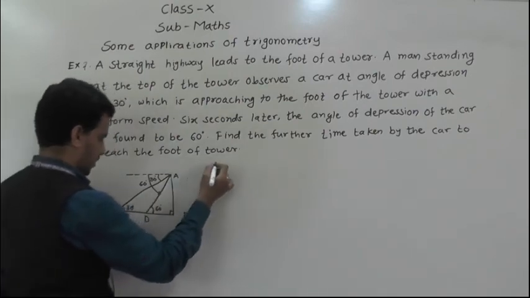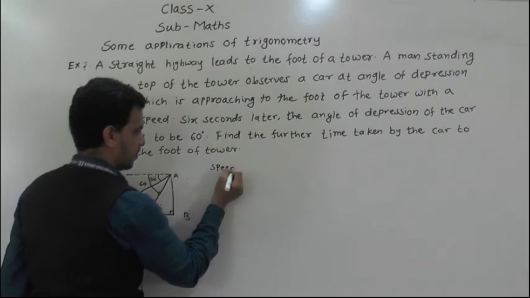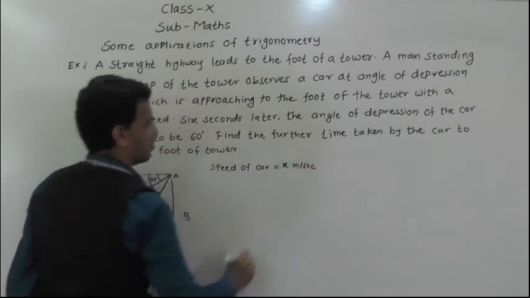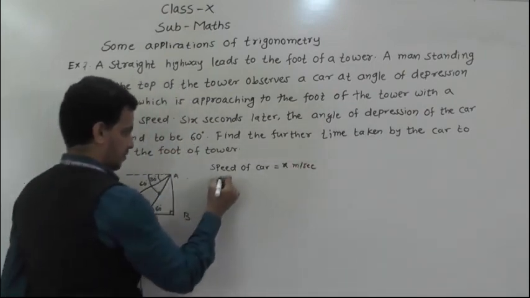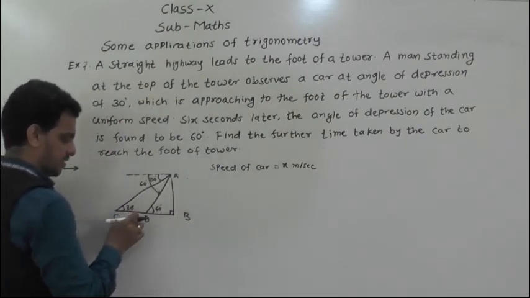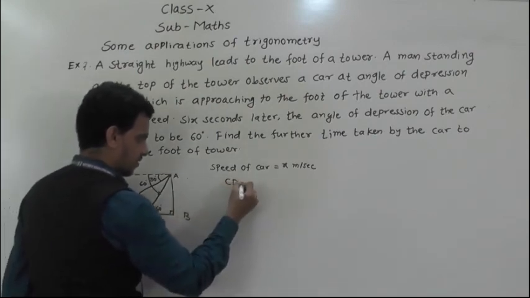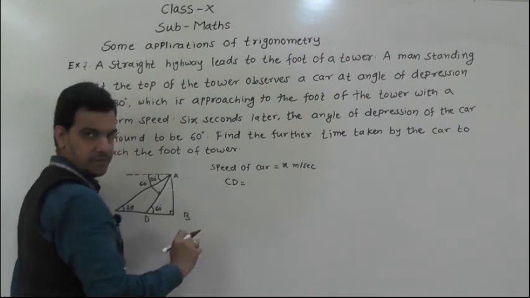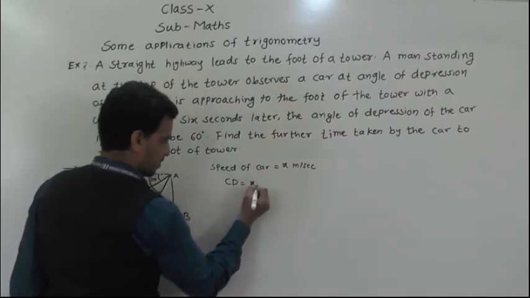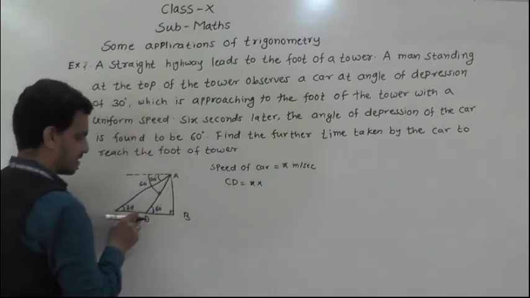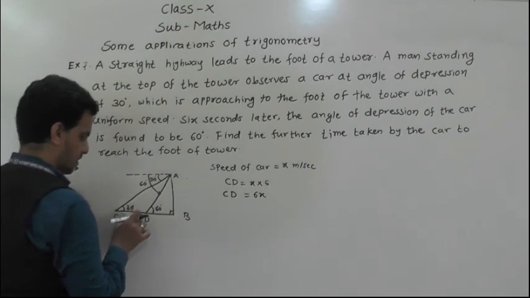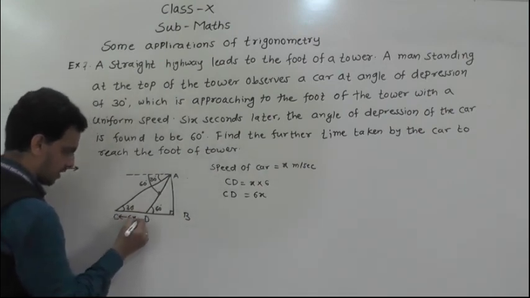So suppose that speed of car is x meter per second. Then time taken by the car to cover distance CD is 6 seconds. So how we find distance CD? We know that speed is equal to distance upon time, so distance is equal to speed into time. So speed is x, time is 6 seconds, so x into 6, that is 6x. So CD is equal to 6x, so this distance we get 6x.